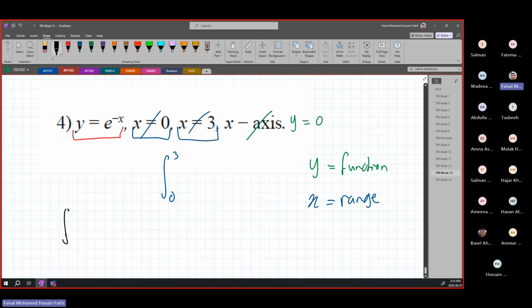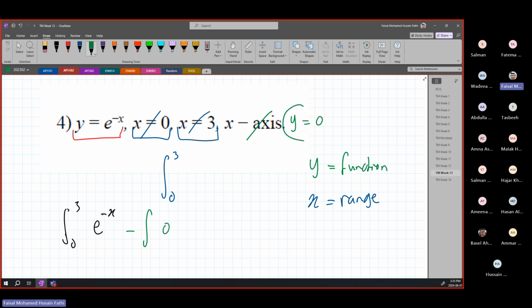So now this is going to be the integration from 0 to 3 of e to the power of minus x, technically minus integration of 0. Technically, because our x-axis, like I said, is as if we have a y equals 0 line. But we don't have to put it at all because integration of 0 is just 0. So this is going to be your integration, and then you have to integrate.